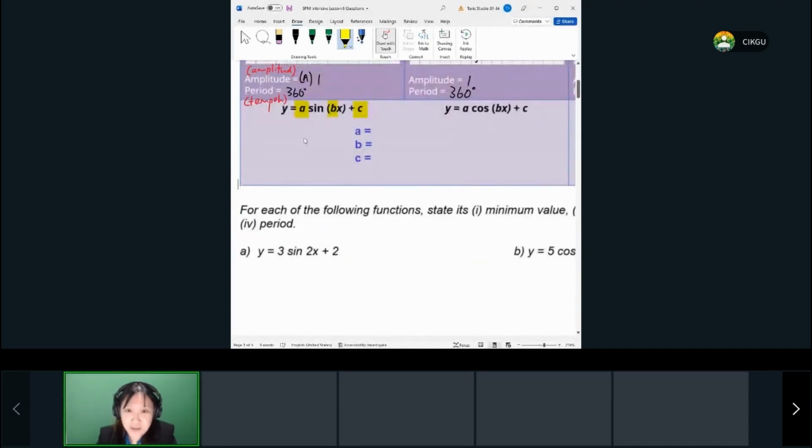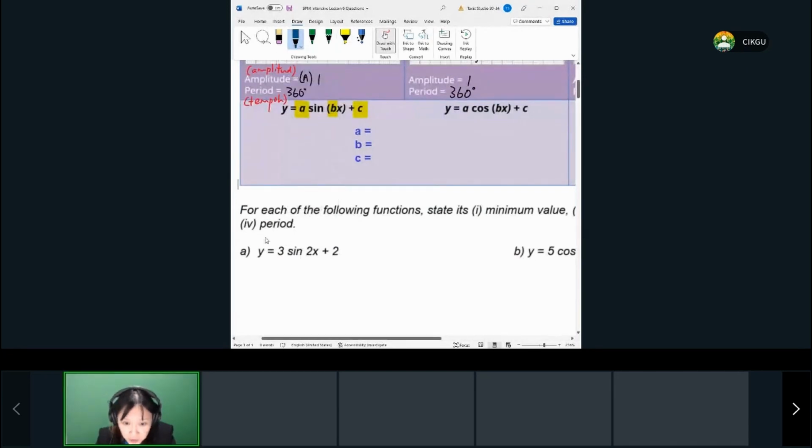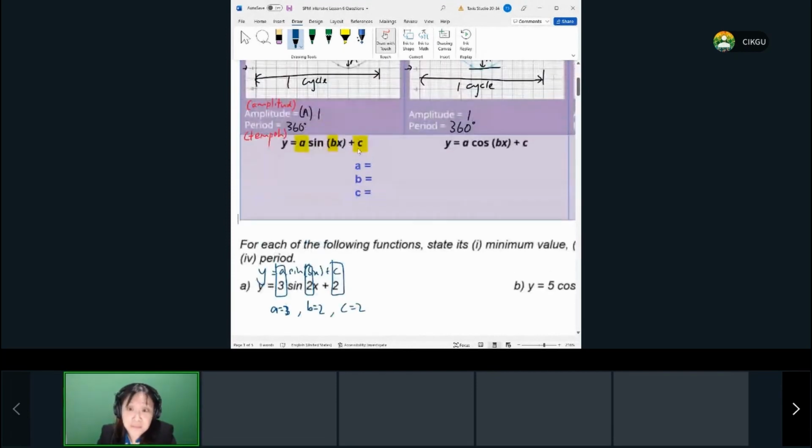For example, this one, very quickly, I just show you an example. If you compare y equals A sine Bx plus C, looks like my A is 3 for this case, my B is 2, and lastly, my C is 2. So this is what I mean by this suddenly having the values A, B, and C. Of course, each of them means a different thing, and tells us different things.